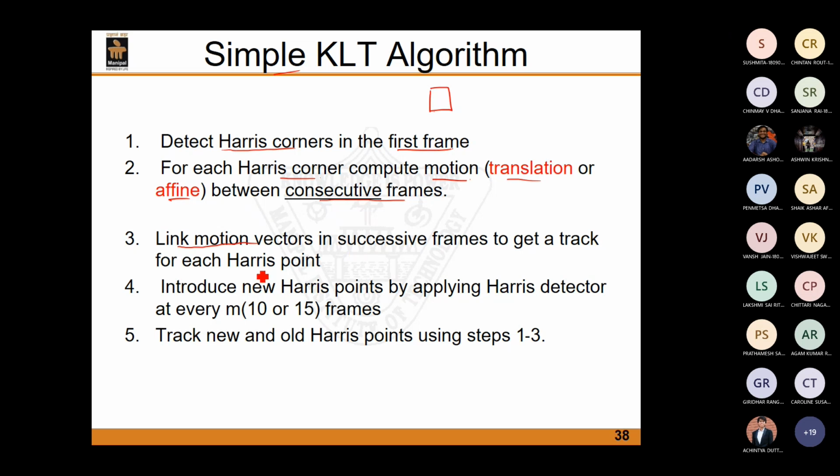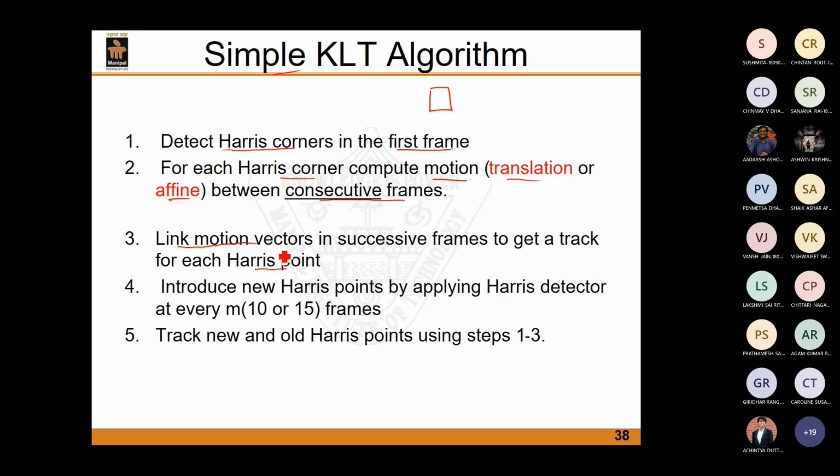So there may be multiple Harris points present in that image, or in the particular object of interest or domain of interest for us. And for each of the Harris points, after finding the motion, we link all of that together to form the trajectory.